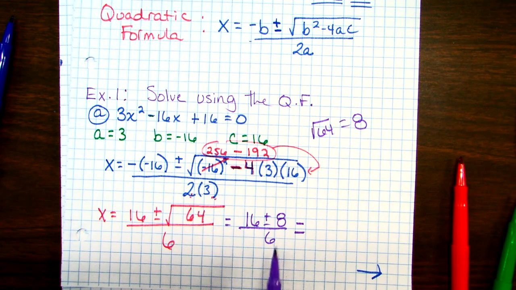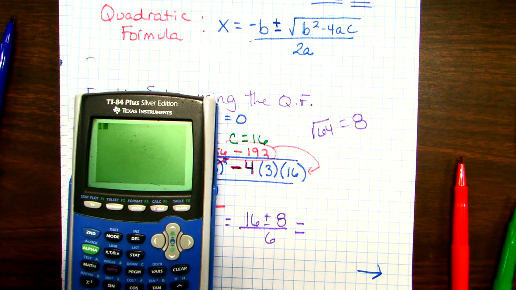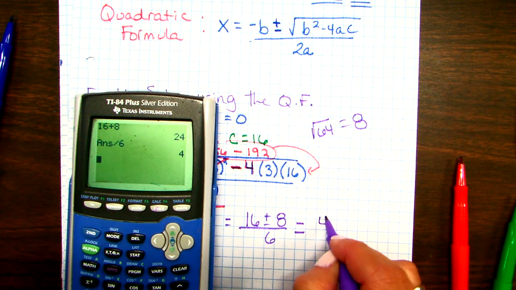When you get rid of the radical like we just did, we can go one step further and just simplify it. You're going to do, right in your calculator, 16 plus 8, enter, divided by 6. And then 16 minus 8, hit enter, divide by 6. So get your numerator first. So 16 plus 8 is 24, and 24 divided by 6 is 4, right?